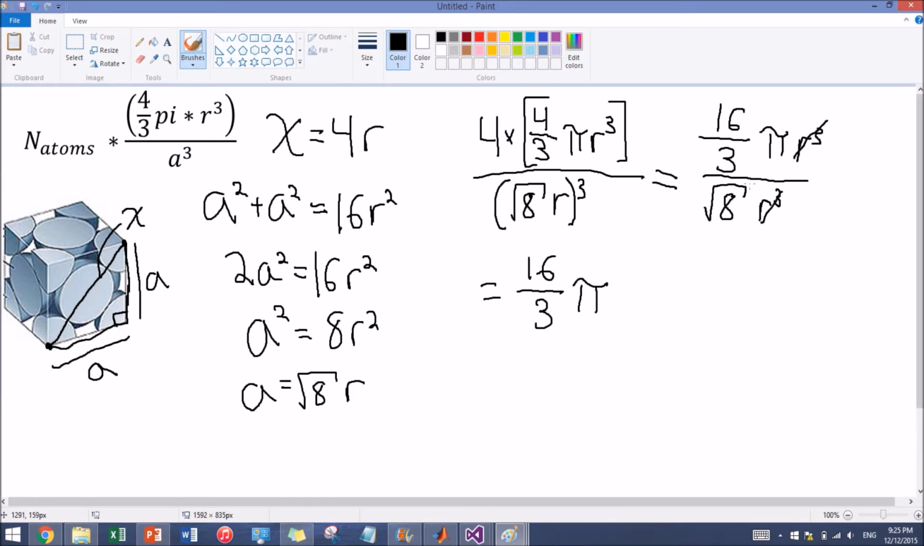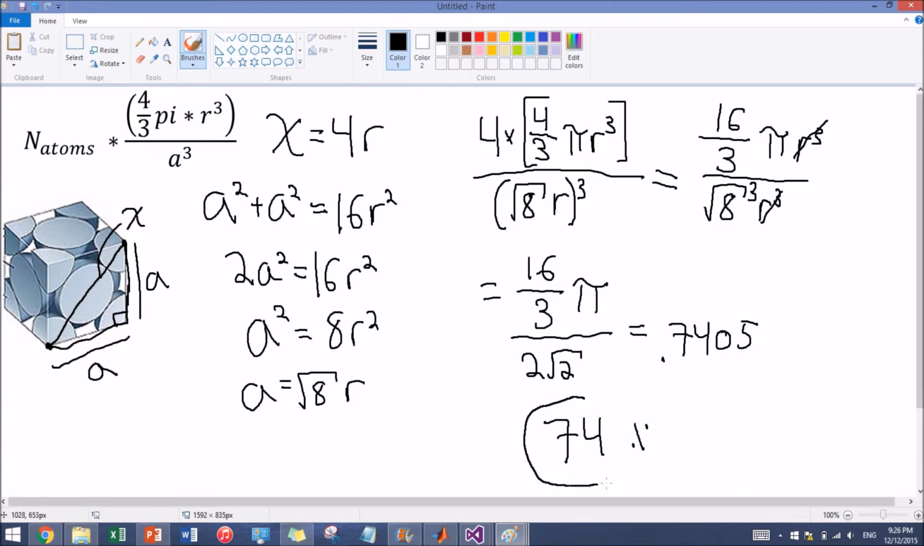So what this really equals is 16 over 3 times pi over the square root of 8 cubed, which is really just 2 root 2. But you know what? We can plug it into our calculator as the square root of 8 cubed. It doesn't make a difference, as long as we plug in correctly. And this is going to give us a value of about 0.7405, and don't forget percent, so we multiply by 100, so about 74%.